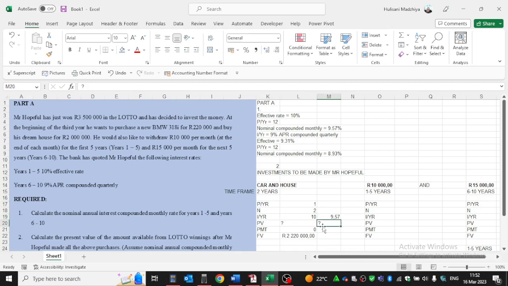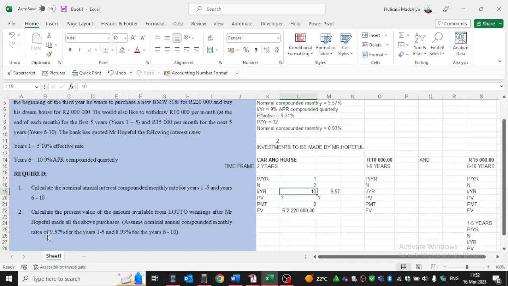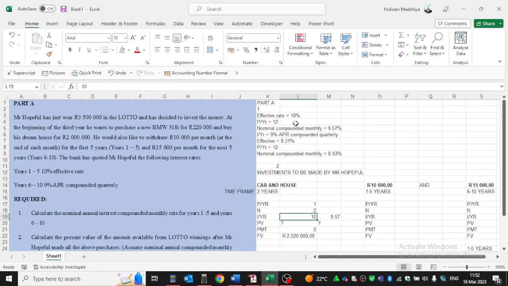Why are we setting it to 1? Because we are using the effective interest rate, which is an annual equivalent rate for his investment, to say that his total investment should only earn 10% over the year. That's what the bank quoted for him, which we also calculated based on the assumption. Here it says assume. So if you're assuming 9.57 and you calculate this, the effective interest rate will still be 10%. So we can use 10%.